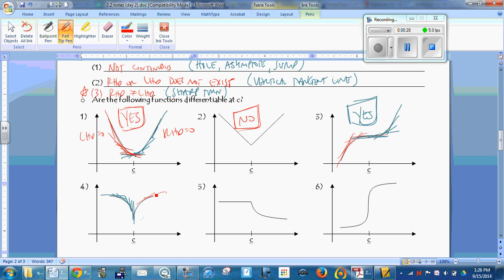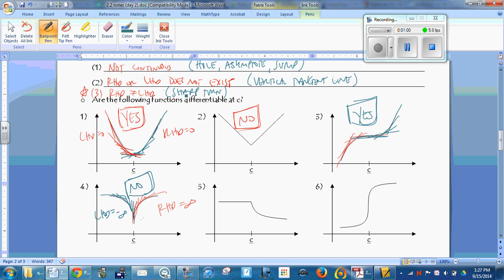Here we have a positive slope. As we get closer and closer to c, it gets steeper and steeper. So that's approaching positive infinity from the right side, and negative infinity from the left side. So technically these limits do not exist. Left-hand and right-hand derivatives do not exist, and they're not the same, so this is not differentiable. Right? And we can tell from the graph because there's a sharp point, right? Sharp turn.